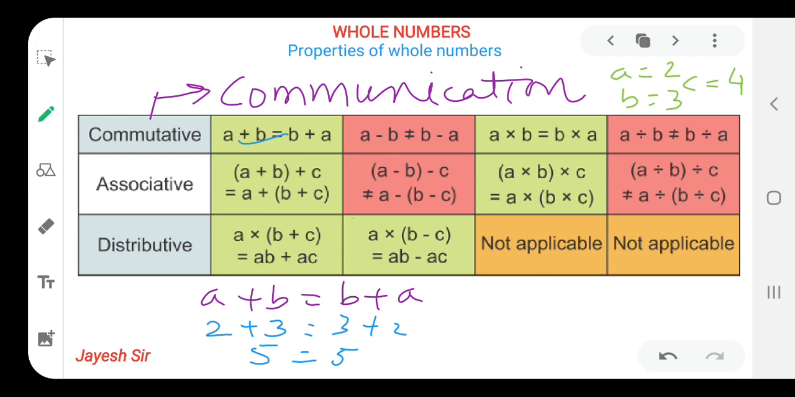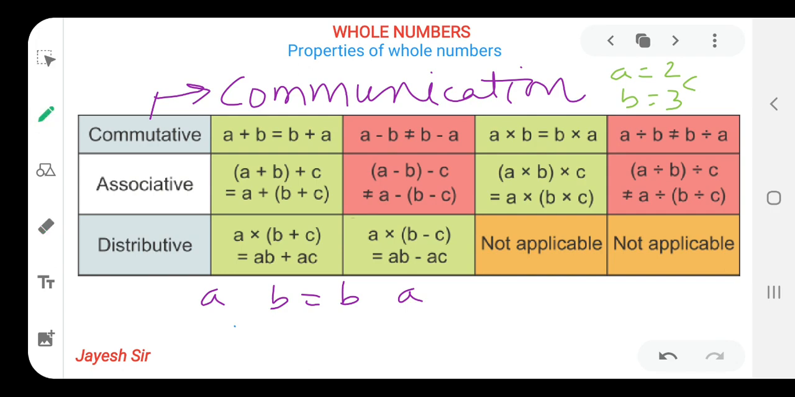Yes friends. Now the same thing we'll check for subtraction, whether it is satisfied or not. It is mentioned in red, that means it won't be satisfied. I am telling you over here, but we'll solve it and clear it up, whether it is possible or not.